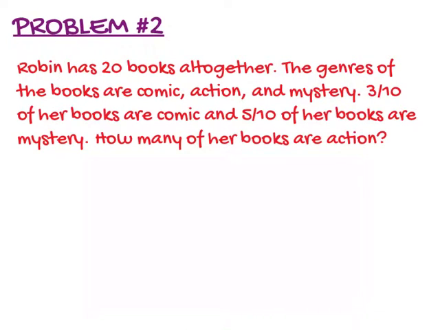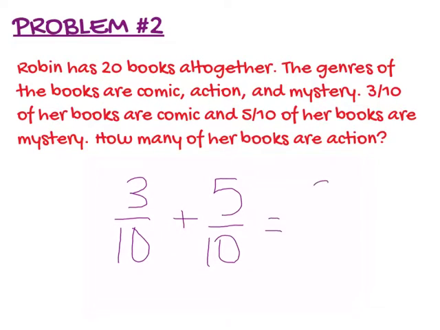We will be using the same steps as the last problem to solve this one. The first step is to set up the problem. 3/10 of Robin's books are comic, and 5/10 of her books are mystery, with a total of 20 books.